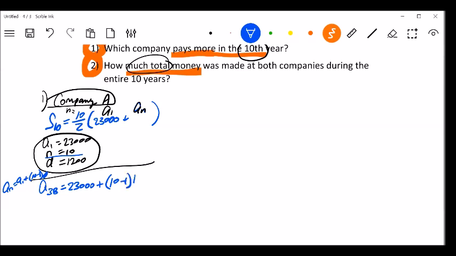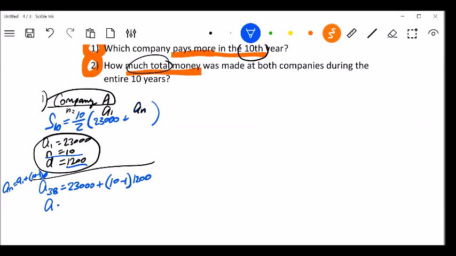And then the common difference is this 1,200. So that would be 11 times 1,200, and then add to it 2,300, 23,000 here, down to 300. So the amount, wait a minute, whoops, this wasn't supposed to be there.